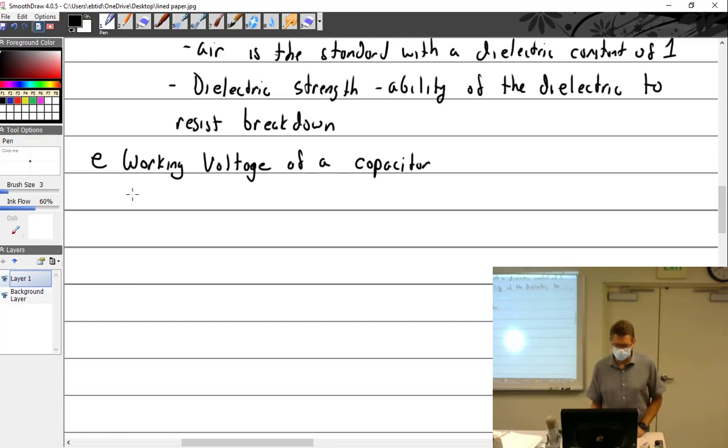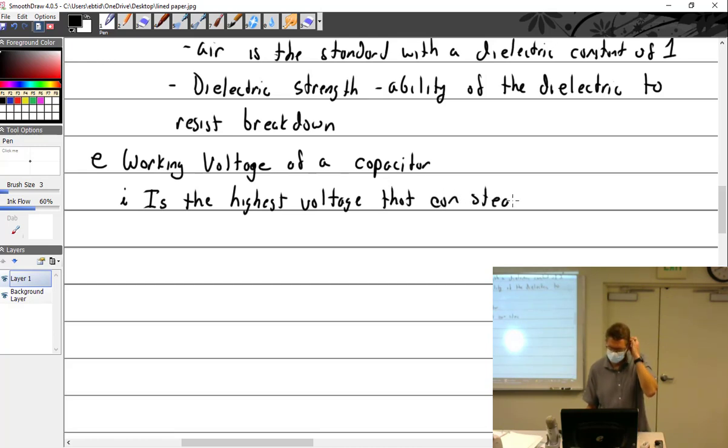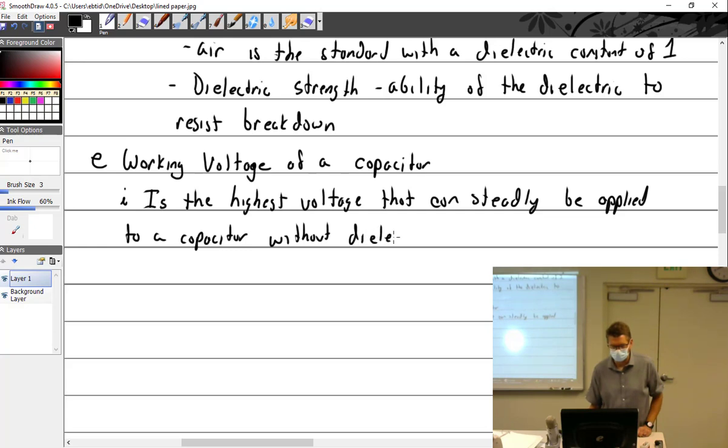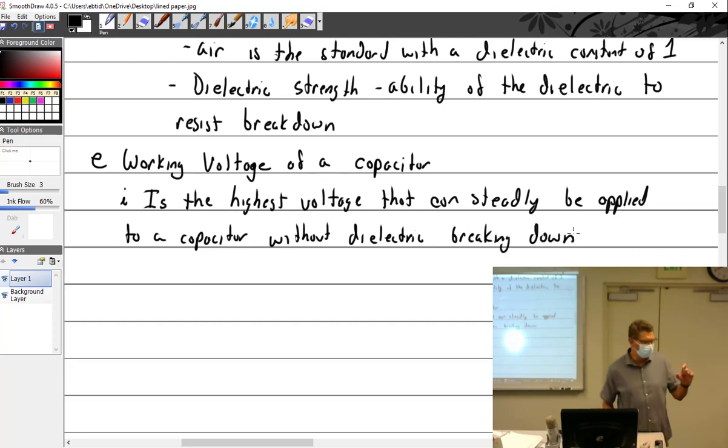The working voltage of a capacitor. I think this is on one of the test questions, either mine or Q&A. Is the highest voltage that can steadily be applied to a capacitor without dielectric breaking down. Well, if I get a little tiny capacitor and I decide that I'm going to put 18,000 volts against it, what do you think the dielectric is going to do? Just starts to arc right through it. And then it's not so good anymore.